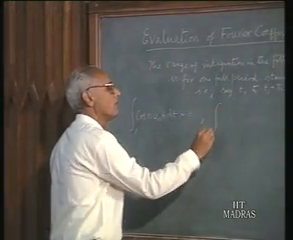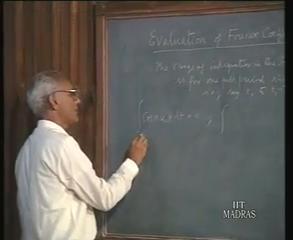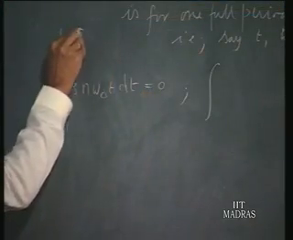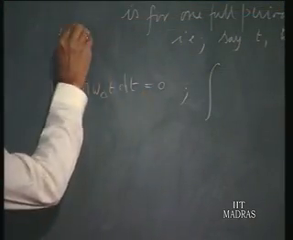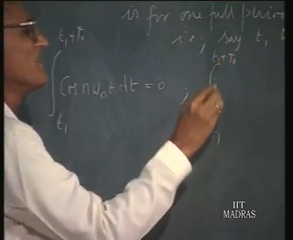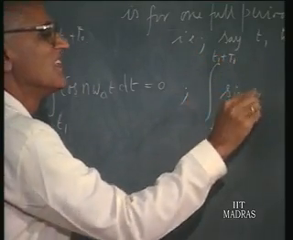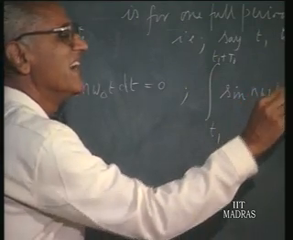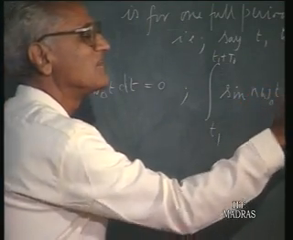Similarly, this could be t1 to t1 plus t0. It could be from 0 to t0 as well. Similarly, the integral of sine n omega naught t dt will likewise be 0.